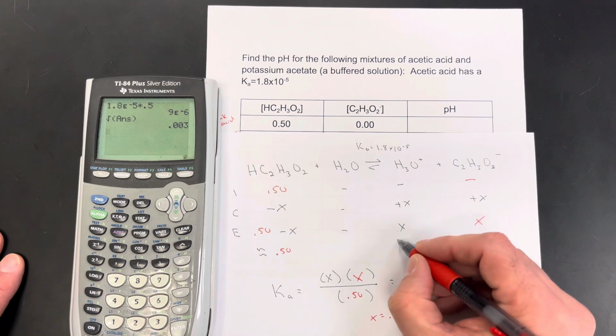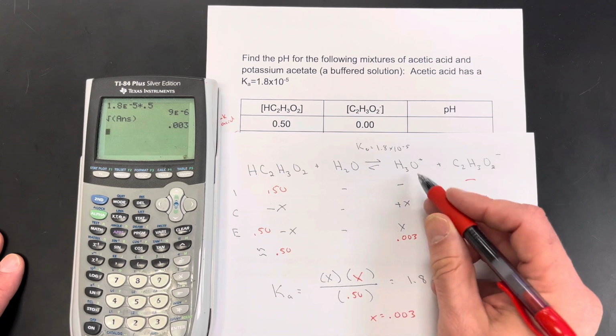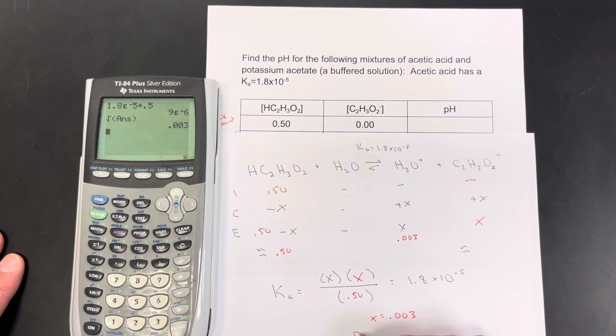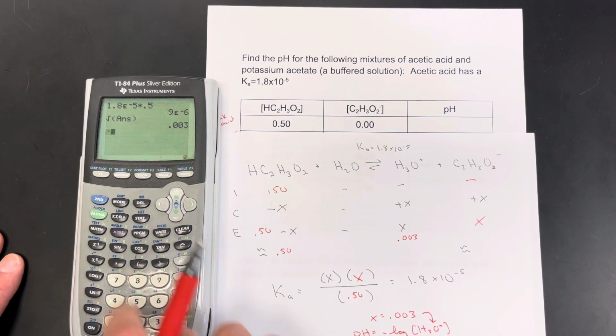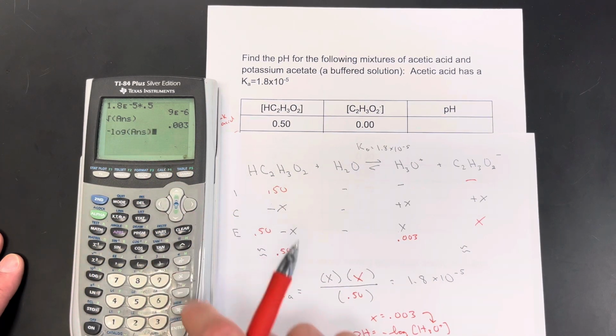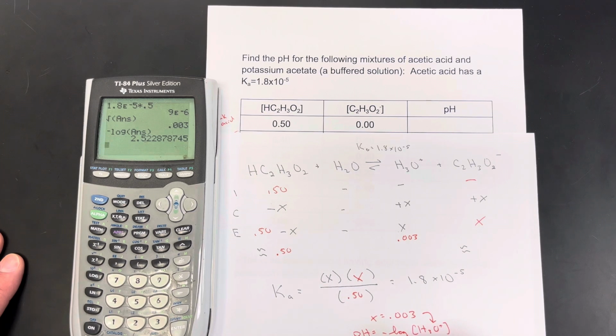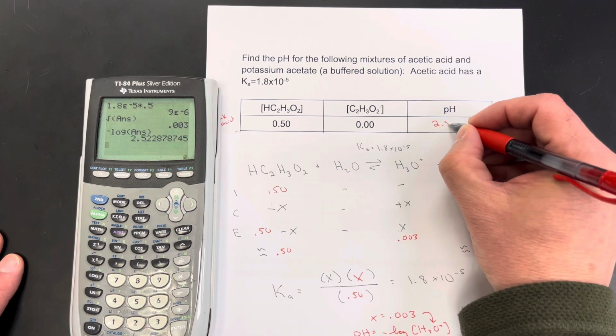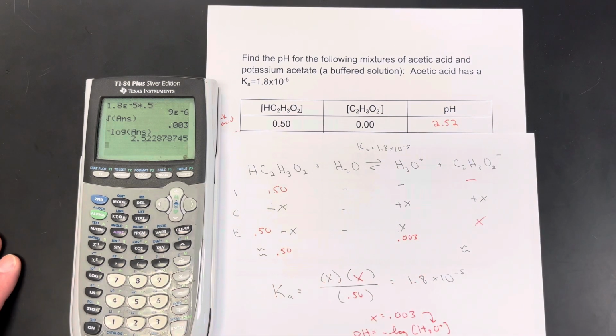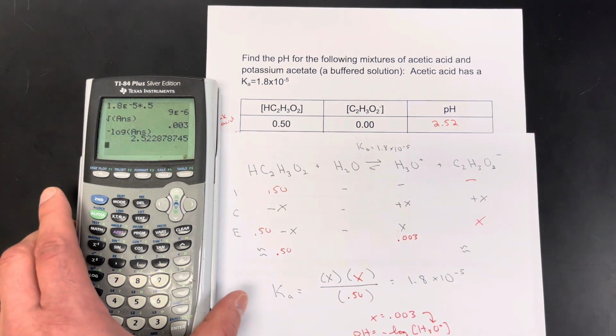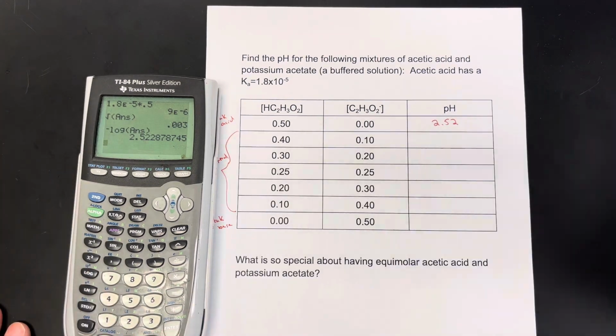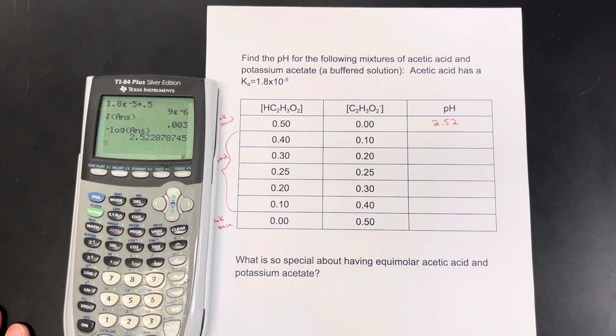I take the square root of that answer to find that x is 0.003. Now remember, x is equal to the hydronium ion concentration. So to figure out the pH, I take the negative log of the hydronium ion concentration, 0.003. The negative log of that gives me a pH equal to 2.52, and I'm going to put that in as my answer. So it's just a simple weak acid problem.